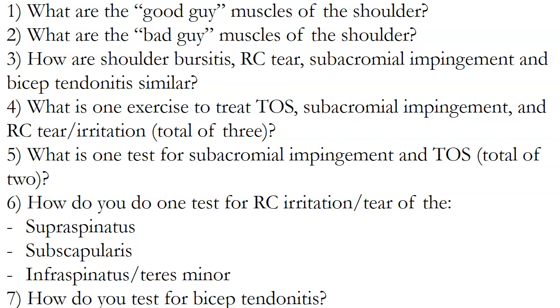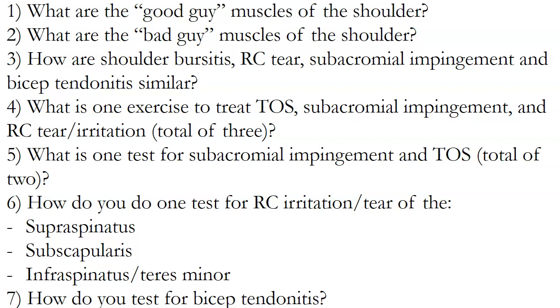How are shoulder bursitis, rotator cuff tears, subacromial impingement, and bicep tendinitis similar? They're all under that cluster of shoulder impingement syndrome. Shoulder impingement syndrome kind of leads to these different kinds of problems. What are the common characteristics within that? Space and flow issues. How are they all similar? You could just say space and flow issues.